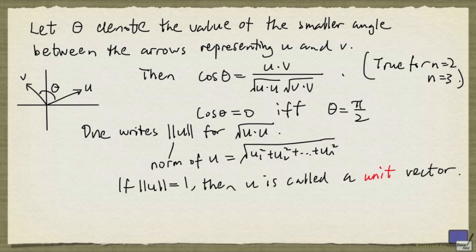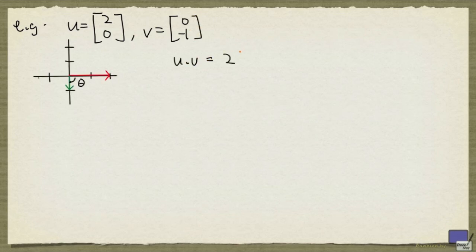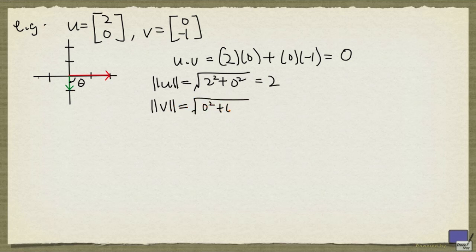Let us now look at a couple of examples. Suppose u is (2, 0) and v is (0, -1). If you look at u dot v, I have 2 times 0 plus 0 times -1, and that is just 0 plus 0, which is 0. Now the norm of u in this case is the square root of 2 squared plus 0 squared, which is just 2. And the norm of v is the square root of 0 squared plus (-1) squared, and that's 1.